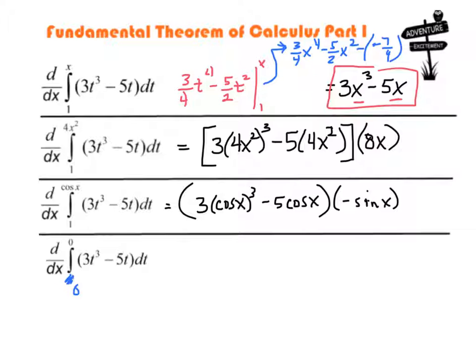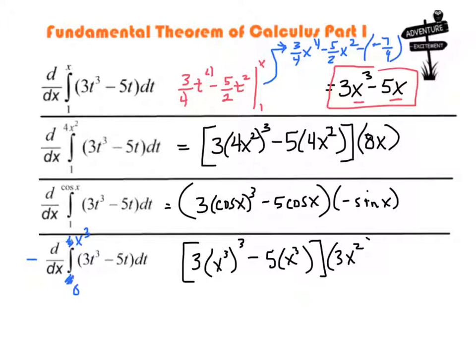I'm going to switch the bounds. When I switch the bounds, I switch the sign of the answer. So easy enough, I can just plug in that x cubed in place of t, and then I can multiply by the derivative of that x cubed, but I need to remember to make the entire thing negative because I have changed the order of those bounds. So this is just a review of some of the things that can be asked in the AP exam about the fundamental theorem of calculus, part 1.